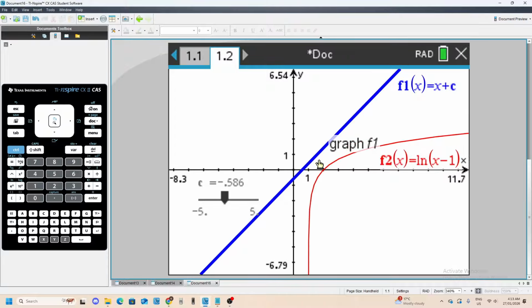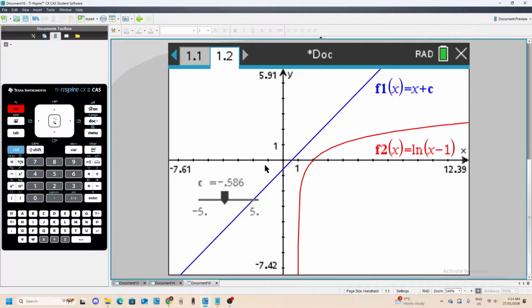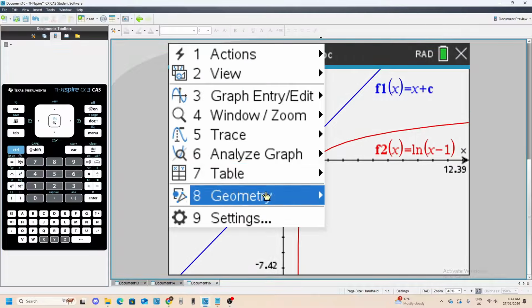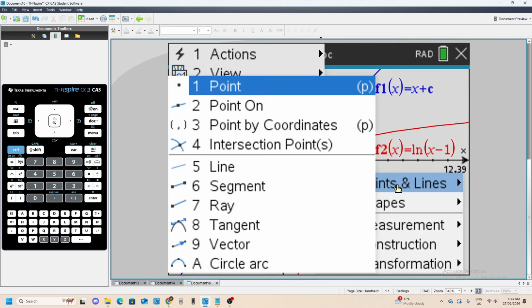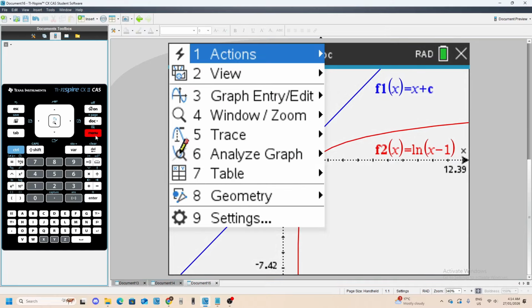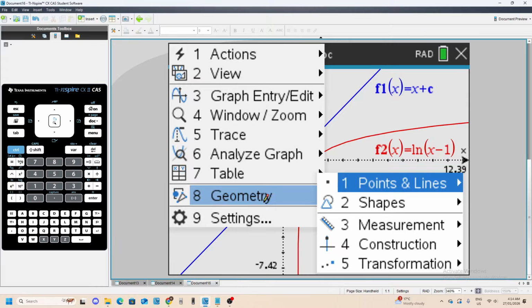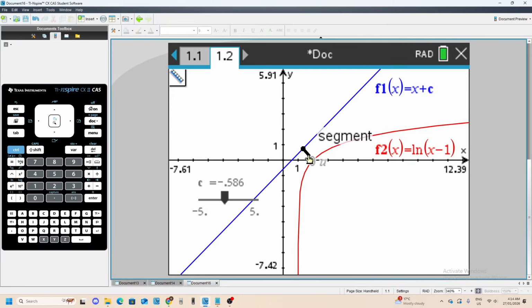Like, imagine this is point A, and this is B. So this is the smallest length. Now, how am I going to double check that? What I can actually do is go to menu, and go to geometry, and I can make a segment. So I can go to points on line, and go to segment, and point to here and all the way here, because this looks the smallest. And I can find the length of it by going to geometry, measurement, and length.